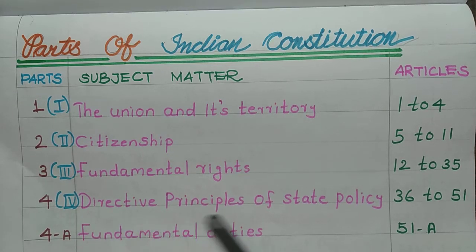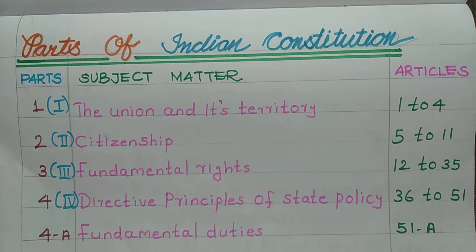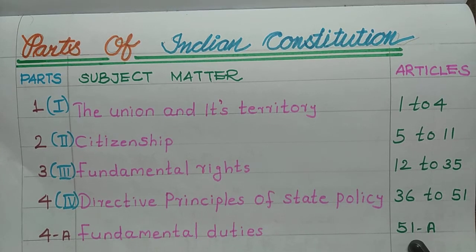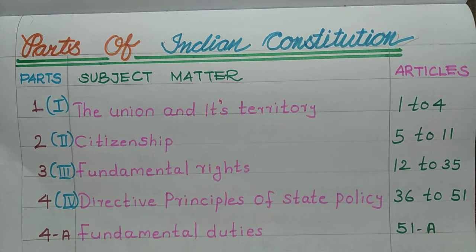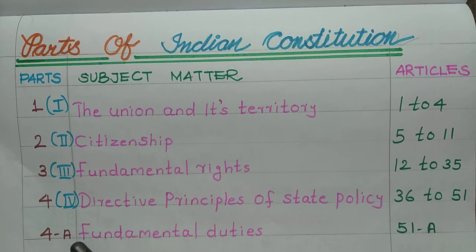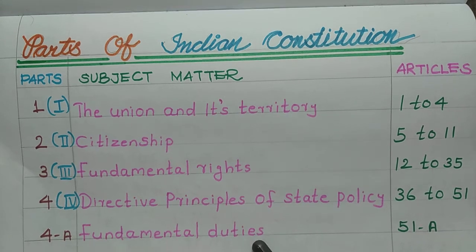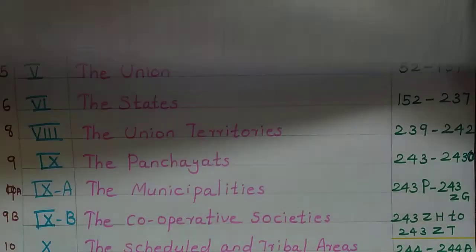Part 4, Directive Principles of State Policy, and the articles are 36 to 51. Part 4A, Fundamental Duties, and article 51A. So for all the parts and articles, if there is a suffix of A, it denotes an amended article or amended part. So 4A is an amended part, and 51A is an amended article. And 4A contains the subject fundamental duties, article 51A.